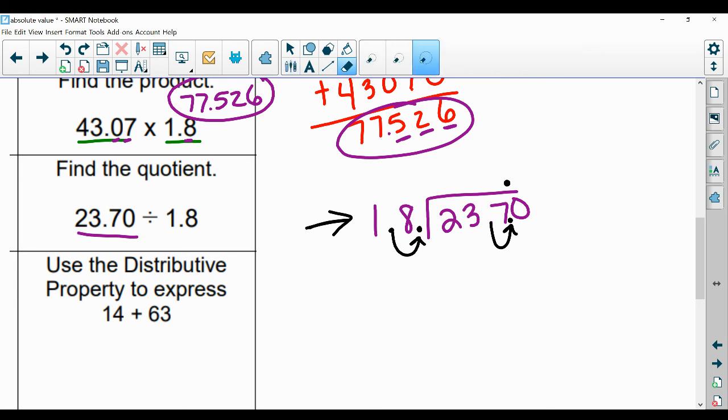And so I like to erase those little arrows afterwards because they get in my way. And I get distracted. And y'all know I get distracted pretty easily.